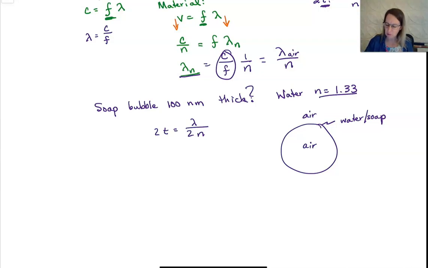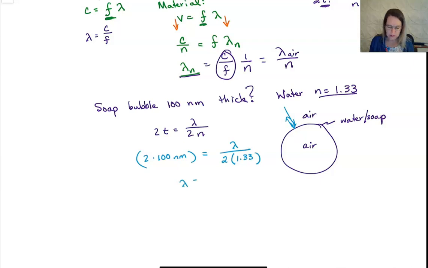So the idea is we have sunlight that hits this, comes in, well, I guess we should do the normal, sunlight that comes in like this, and then what color shows up most prevalently for that thickness, that region of thickness. So if we put this in, we just get 2 times 100 nanometers is equal to the wavelength as it is in air over 2 times 1.33.